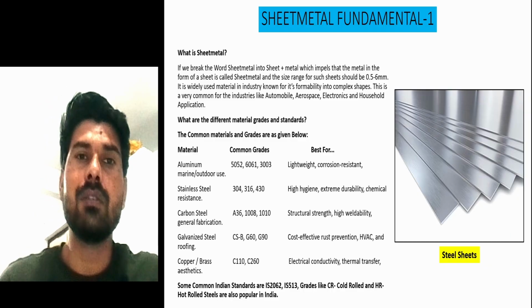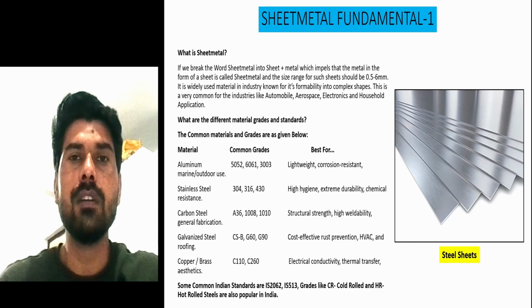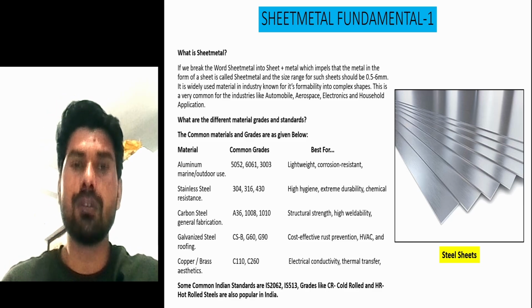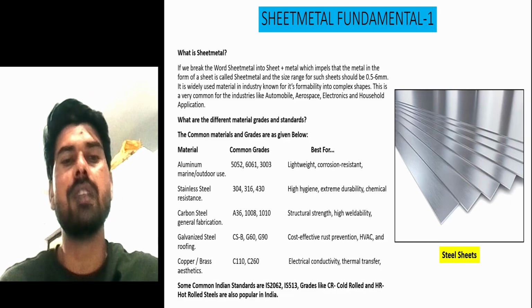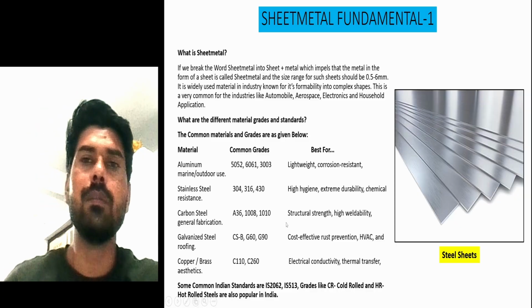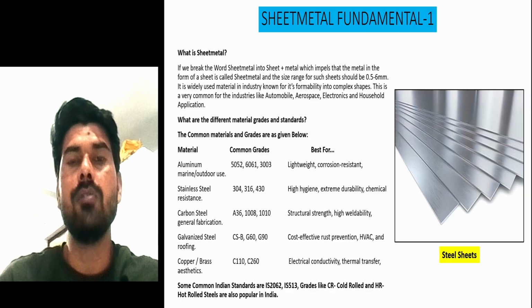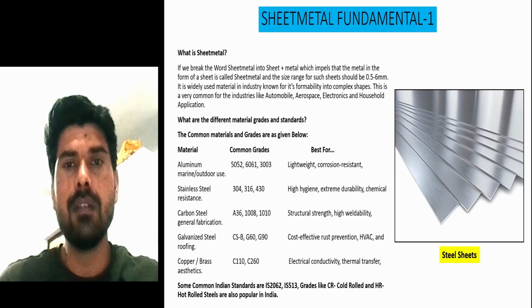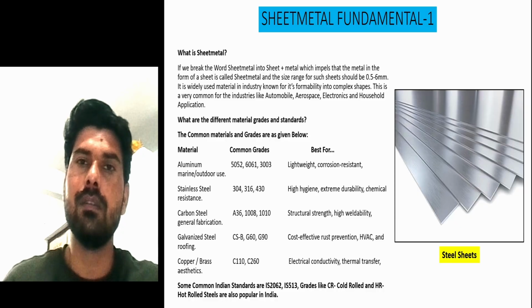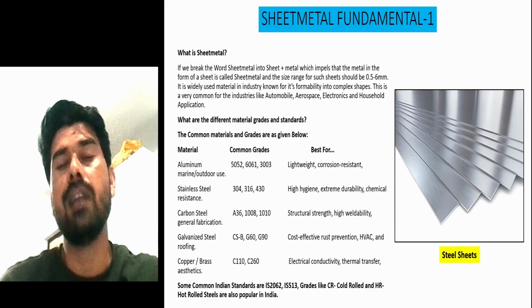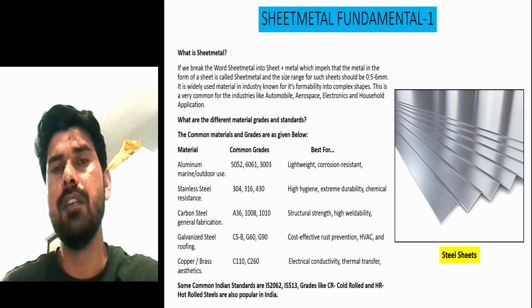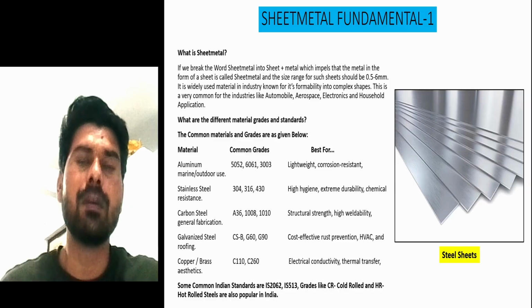And the next material is carbon steel, which is again very popular. It comes under grades like A36, 1008, and 1010. This is AISI 1010, which is an American standard. And this carbon steel is also very economical, and it is mostly for general purpose applications like normal enclosures, boxes, electrical enclosures. So whenever structural strength and high weldability are required, we use carbon steels.